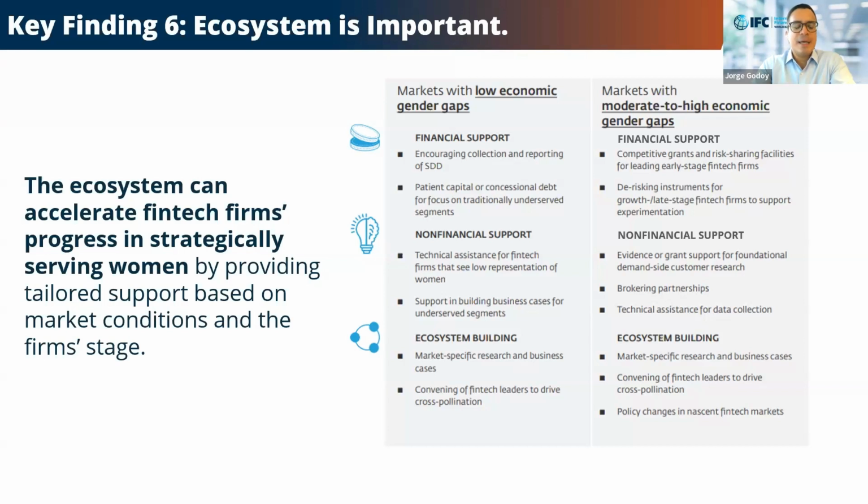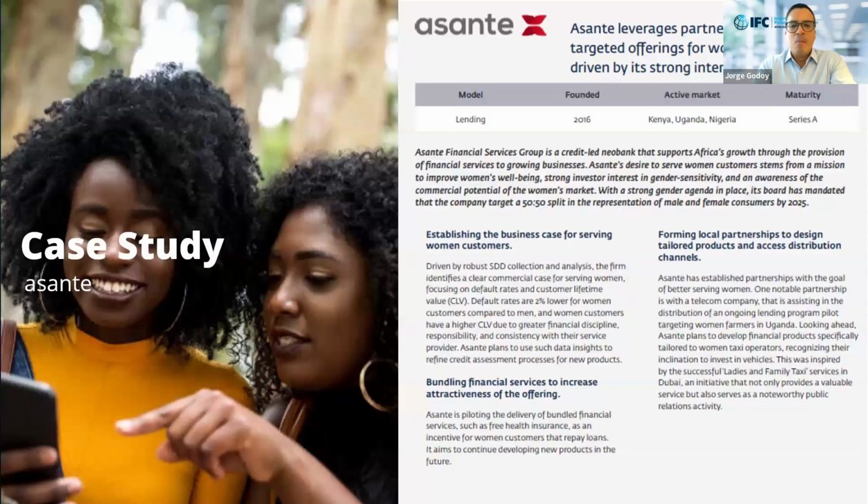Just to draw down on a case and not to take too much time, we have one of the important cases, which is highlighted during the report, and this is Asante Financial Service Group. This is a credit-led neobank that supports Africa's growth through the provision of financial services to growing businesses. Asante's desire to serve women customers stems from a mission to improve women's well-being, strong investor interest in gender sensitivity, and an awareness of the commercial potential of the women's market. With a strong gender agenda in place, its board has mandated that the company targets a 50-50 split in the representation of male and female customers by 2025.